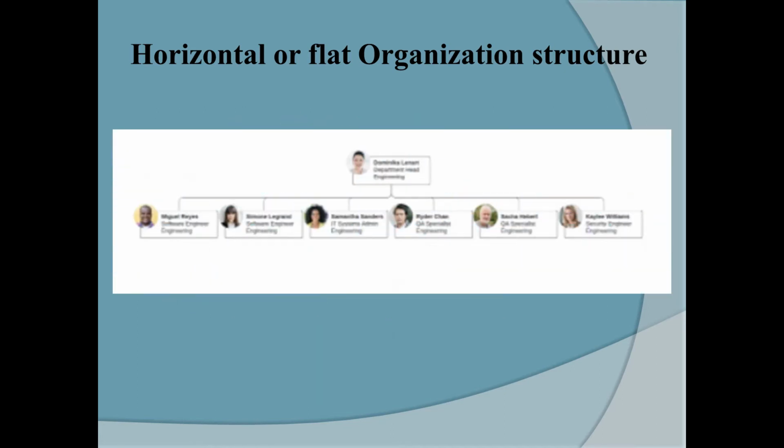So this is literally an example of a flat organizational structure. As we can see, there is only one chain of command among employees. There are also flat organizations that add a top level, but very few of them.